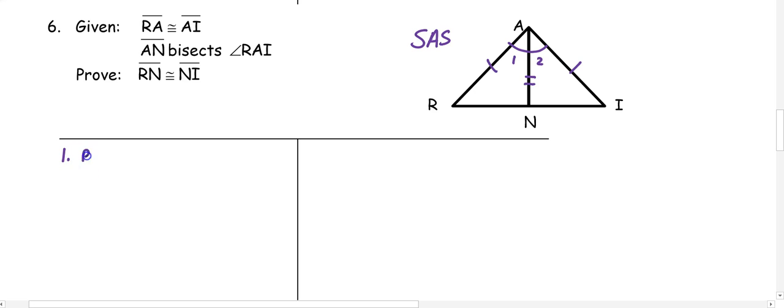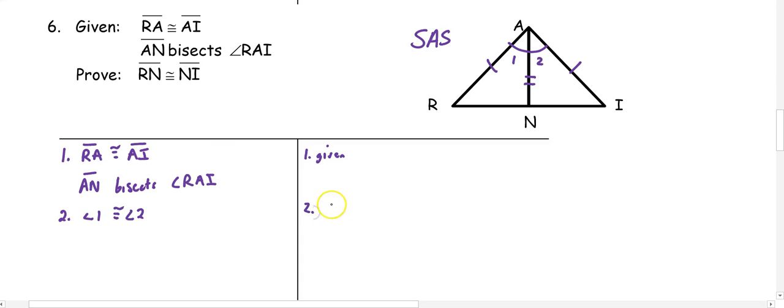So we're going to write our givens first. RA is congruent to IA or AI, and AN bisects angle RAI. That was given to us. So now that we know the angle is bisected, we can say that angle 1 is congruent to angle 2 because an angle bisector bisects an angle into two congruent parts.